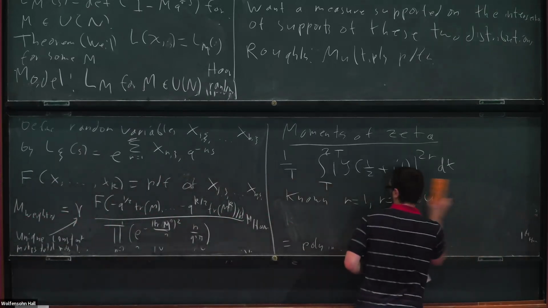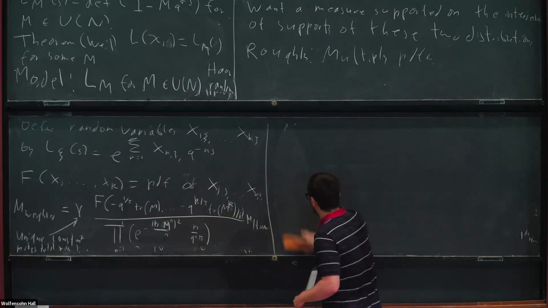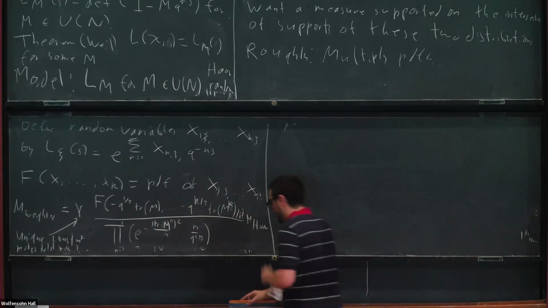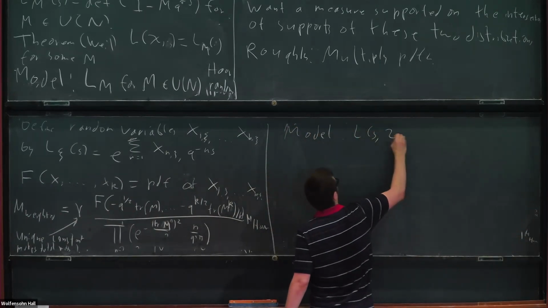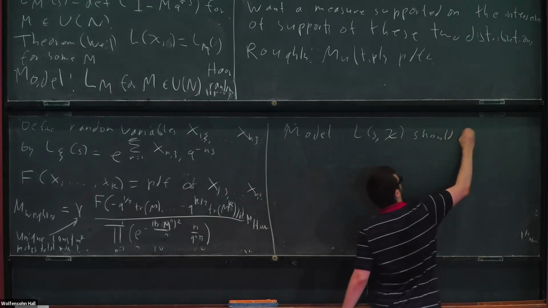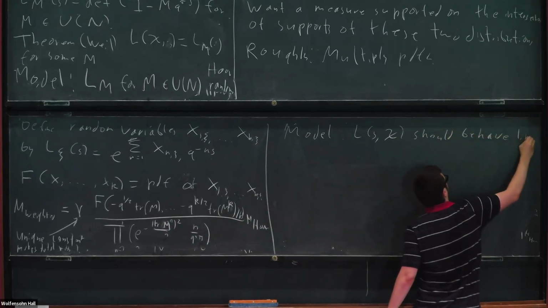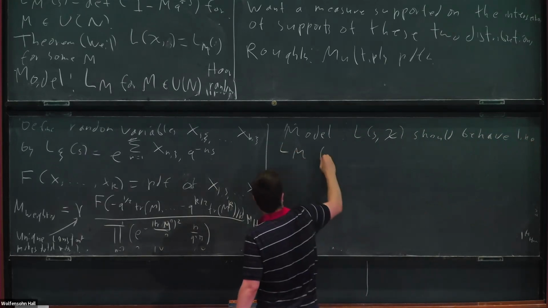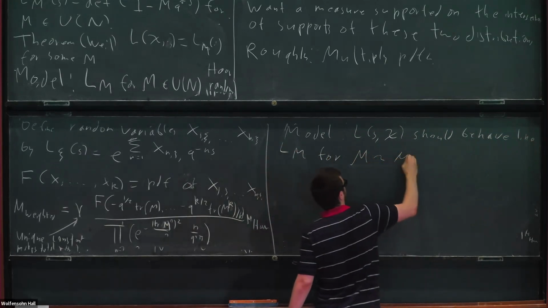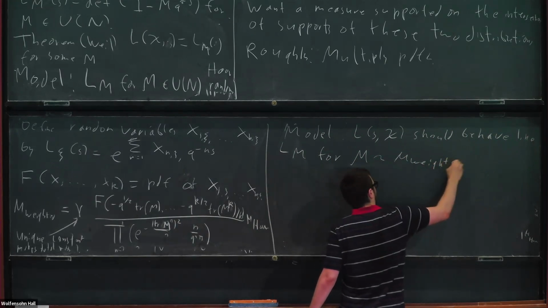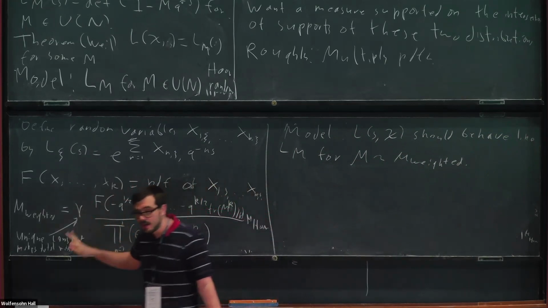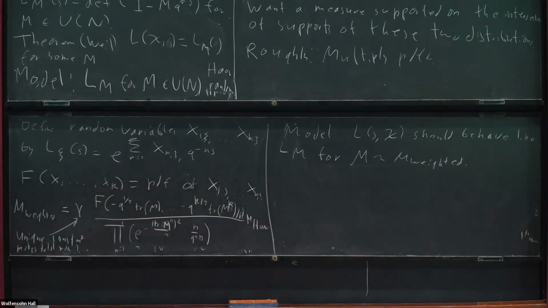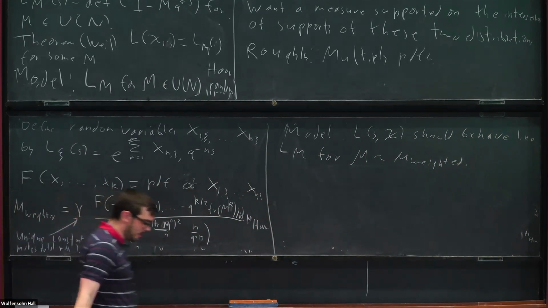So the model is that L(s, chi) should behave like Lm for m distributed according to the measure mu weighted. I have weighted the Haar measure by the probability density function of this random Euler product measure so that it now has properties of both the Euler product and the random matrices.